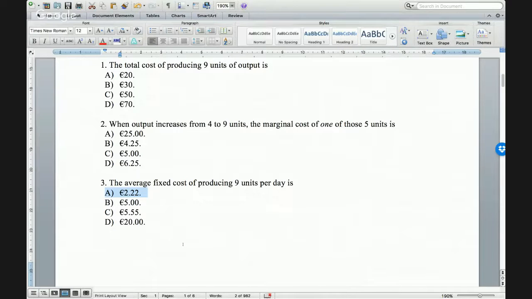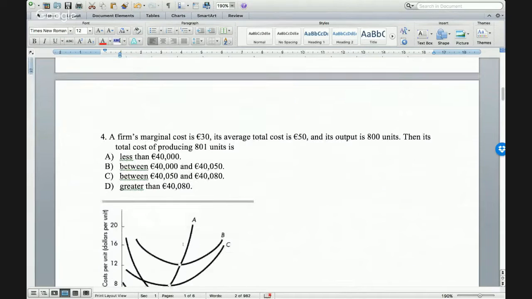Okay. Question 4. A firm's marginal cost. So recall, marginal means additional or extra. So we're looking at the extra cost here. And note that it's nothing to do with the table that we were just presented with. So this question is independent of the information you were presented with in the table. Now this requires a little bit of thinking and a little bit of calculation.